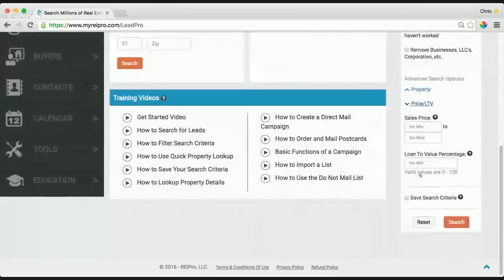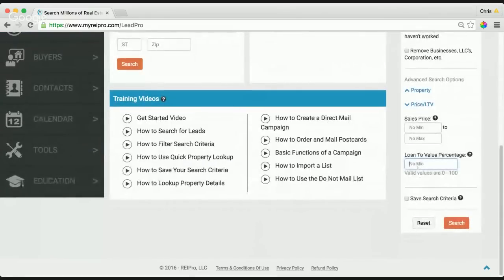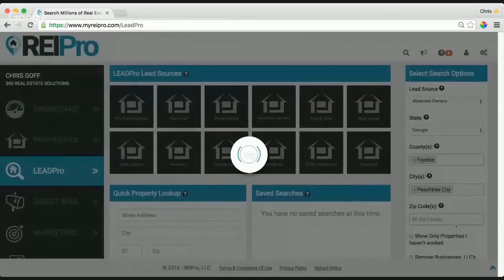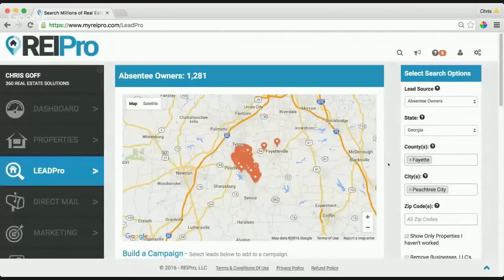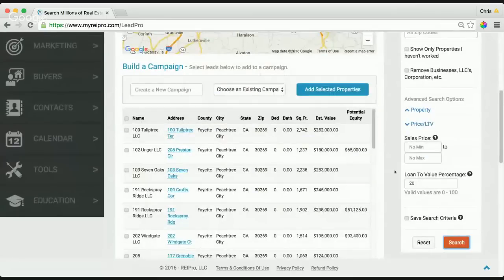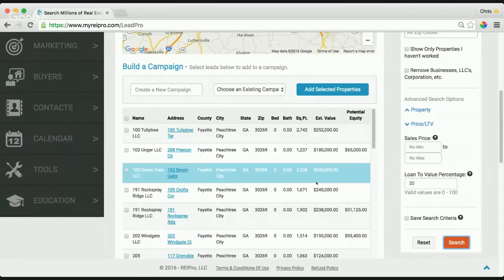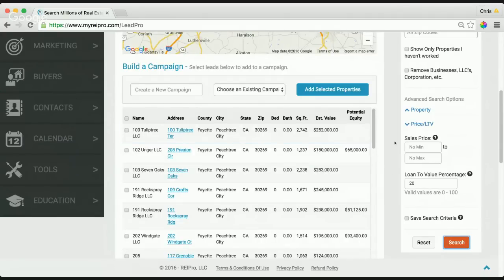I can go into price and say, just show me properties that have equity. Let's do that. We only want to see properties that have at minimum 20% equity. I'm going to hit the search here. Just in this small town, there are over 1,281 potential leads right here. Now, we don't know what their situation is, but we won't know unless we communicate, and that's where we could send them maybe a professional postcard or a letter, and we have that information here.